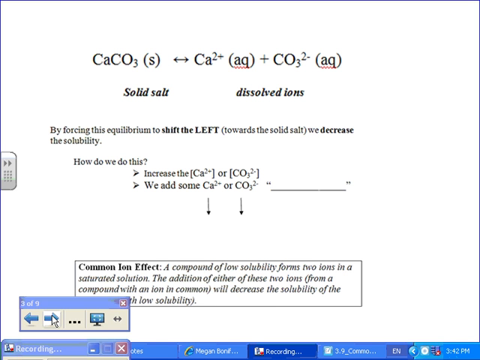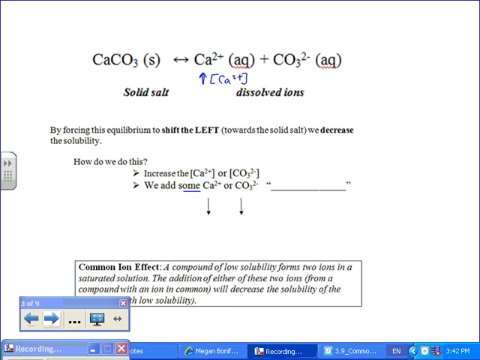So we have an example here, calcium carbonate. In equilibrium, a saturated solution of calcium carbonate gives us calcium 2+ ions and carbonate ions in solution. If we were to increase the calcium concentration, so if I were to add some calcium 2+, for example, how would I add that? Let's think about that for a minute.